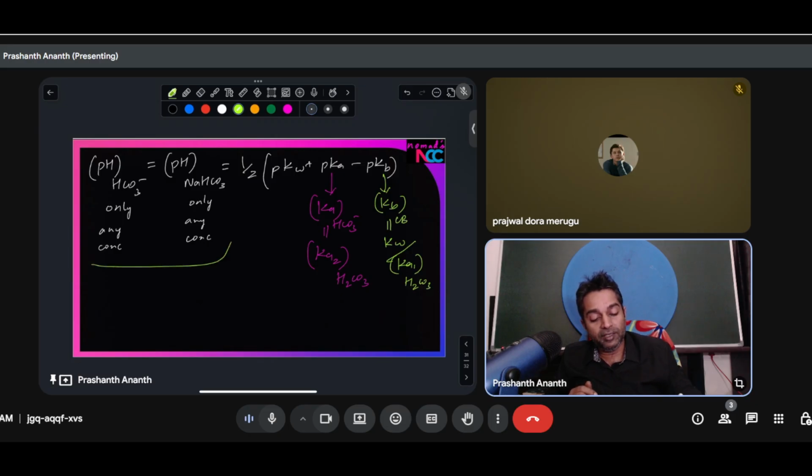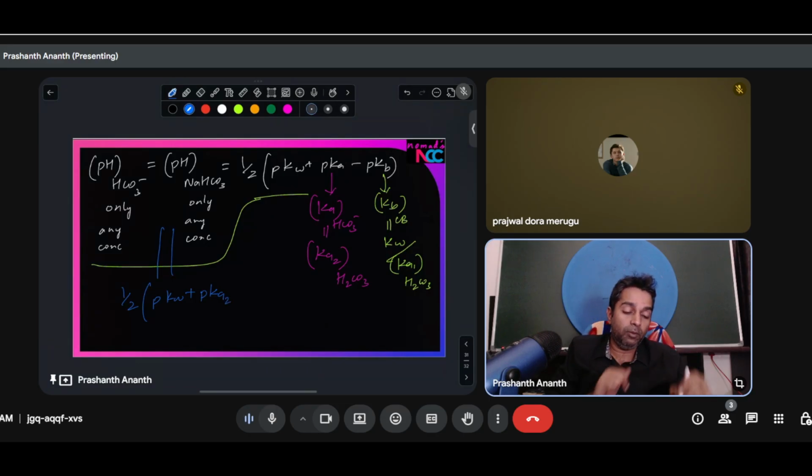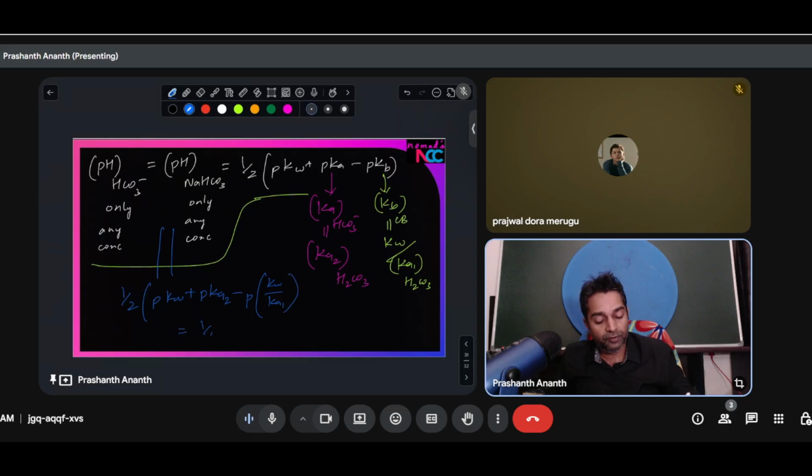If I now apply this setup over here, what will I be getting? This is going to be equal to, straight away, half into pKw plus pKa2 minus, it is going to be p of Kw by Ka1. So minus p of Kw by Ka1. Meaning I can write this as half into pKw plus pKa2 minus pKw plus pKa1. Meaning I will now have pKw and pKw cancelling out.